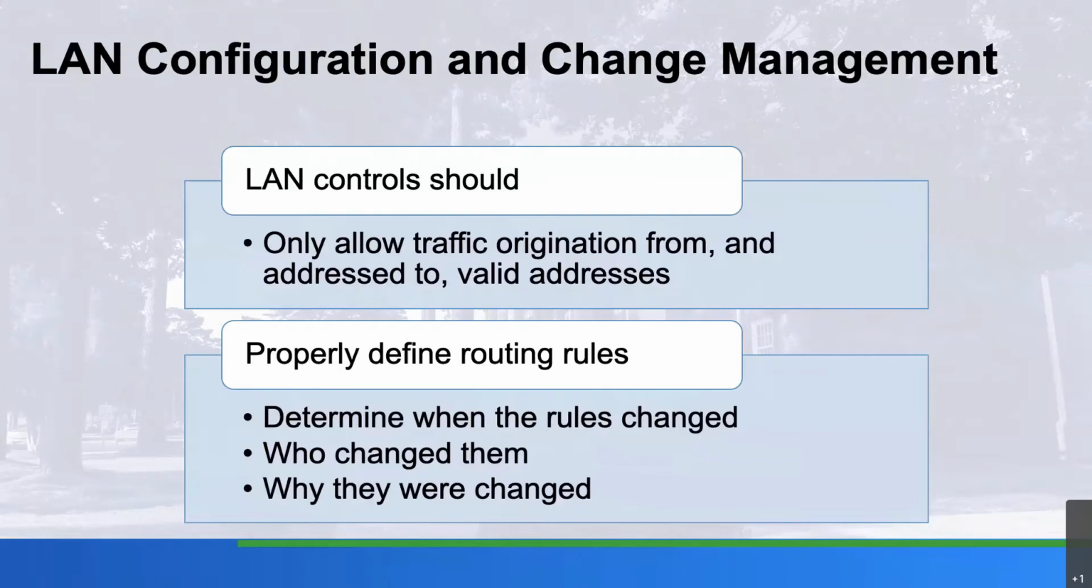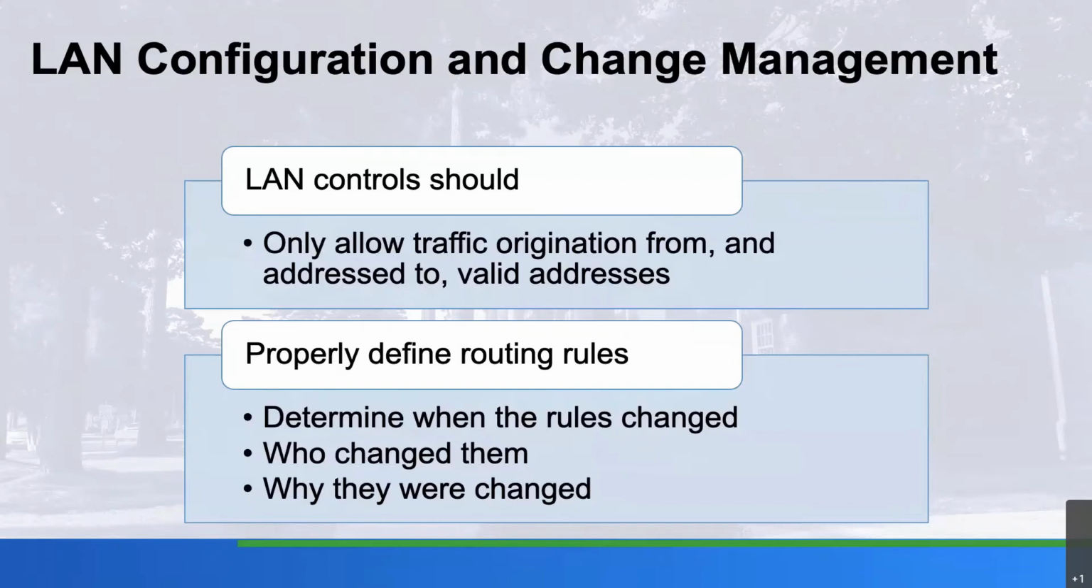We should not allow traffic out of our router to the internet that doesn't come from one of our internal address ranges. That's an example of this LAN configuration. So when you're talking about your LAN controls, think about what makes sense. What should a router be doing? What should a router not be doing?